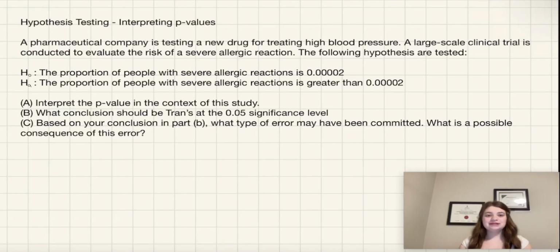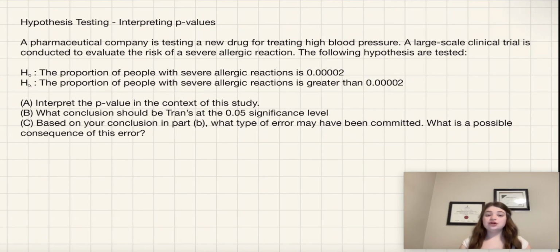Welcome back. Today, we're going to be talking about hypothesis testing and doing a question regarding interpreting p-values. This is a preparation question for the AP Statistics exam. All right, so the question says that a pharmaceutical company is testing a new drug for treating high blood pressure, and a large scale clinical trial is conducted to evaluate the risk of a severe allergic reaction. And the hypotheses are tested.